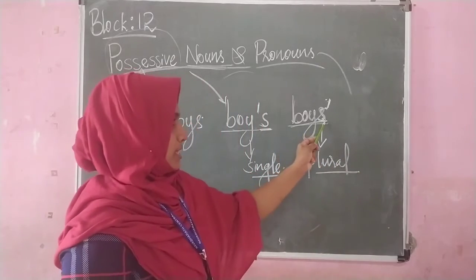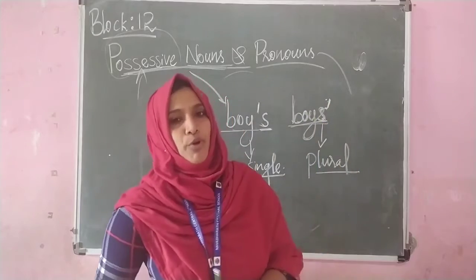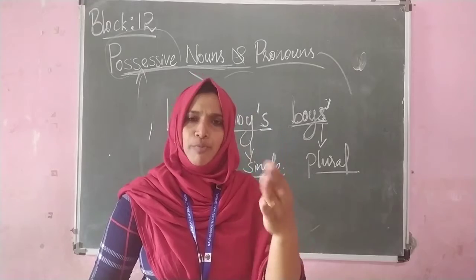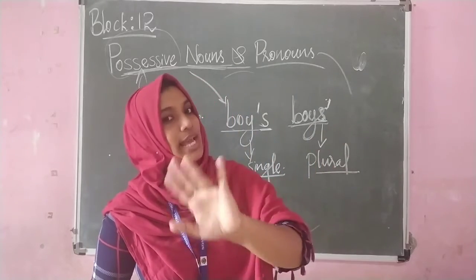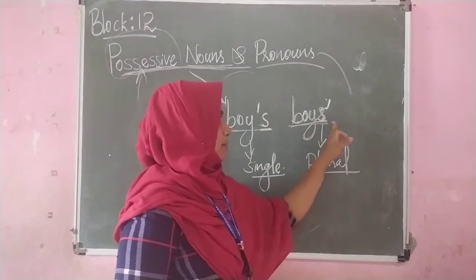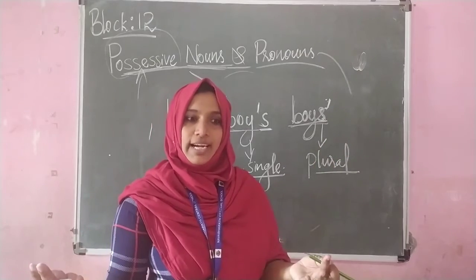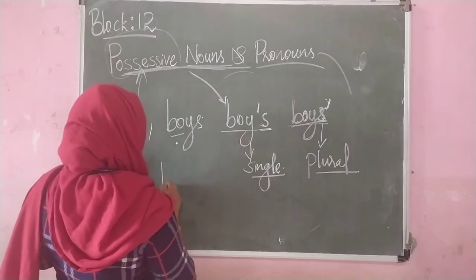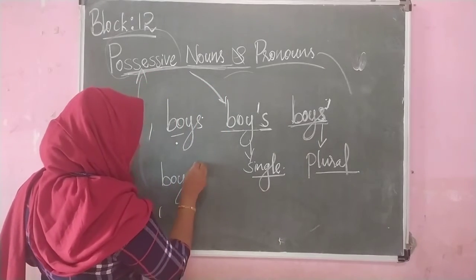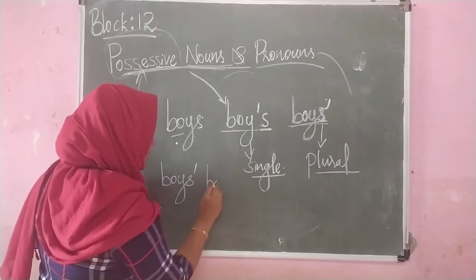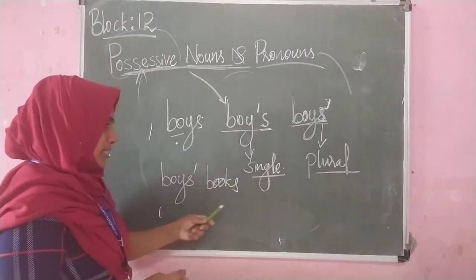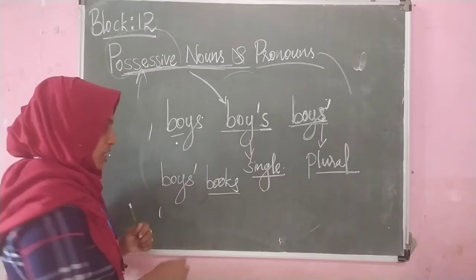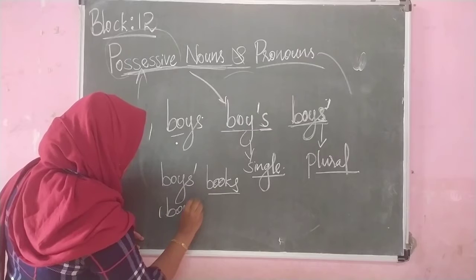Boys means a group of boys, more than one boy. It may be 2 boys, 3 boys, 4 boys, 5 boys. Likewise, more than one boy is called boys. So we can say boys' pencils or boys' books. Likewise, we can write boys' books. That means all these books belong to this group of boys.